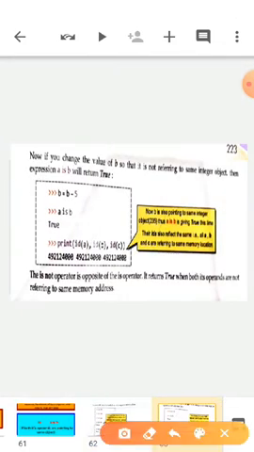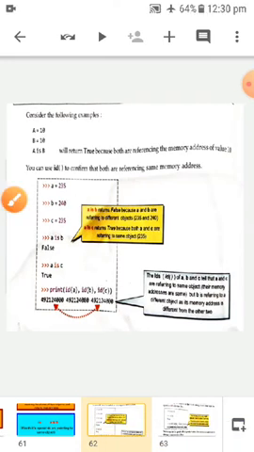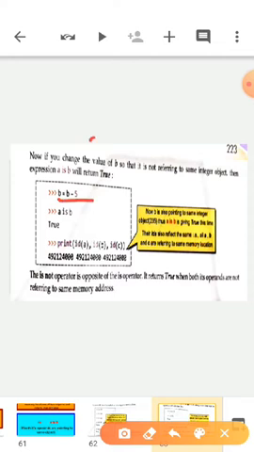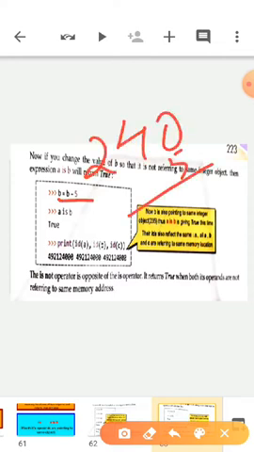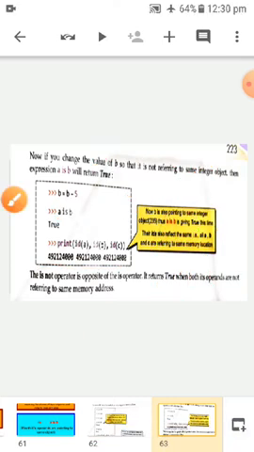Now see children, if you change the value of b so that it is not referring to the same integer object. Now b is b minus 5, a is b now. See, now your b value is 240. From this 240 it's subtracted by 5, so 240 minus 5 you will get 235 in total. Now b is also having 235, so this b also gets the same memory address which a and c are having. So a is b, so you will definitely get a true answer. Now again check the memory location of all three variables, you will get the same memory location. I hope you are getting my point.